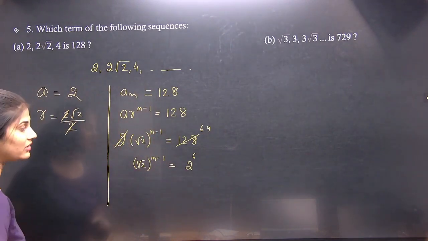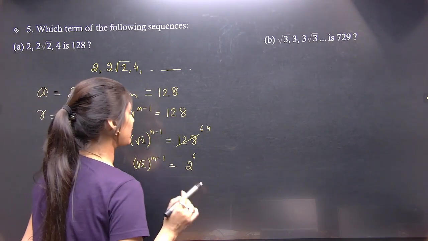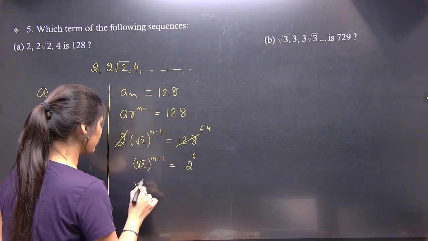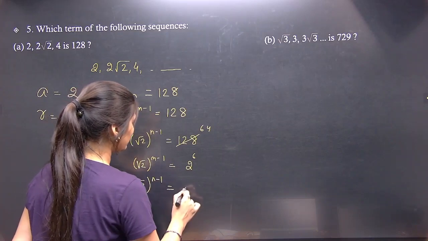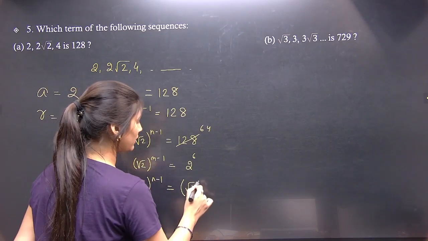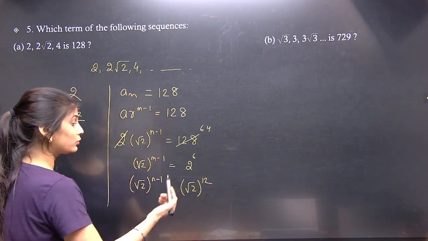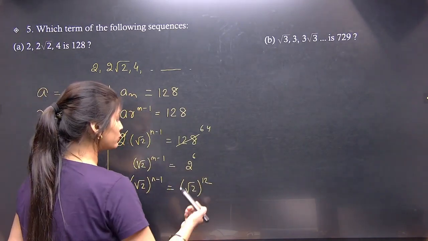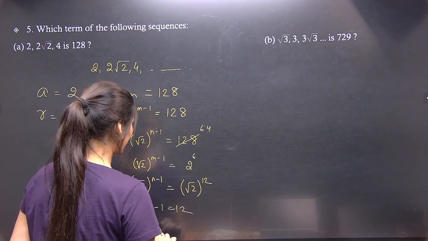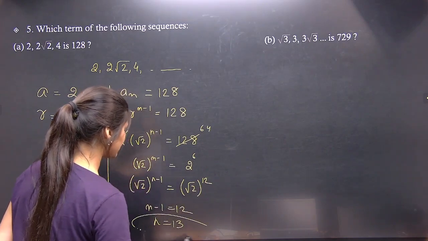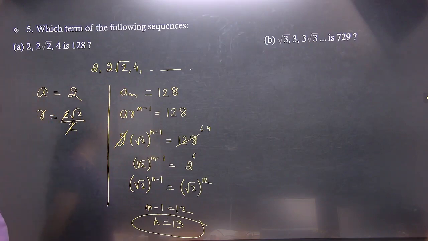2 to the power 5 is 32. So 2 to the power 6 is 64. So root 2 to the power n minus 1 is equal to root 2 to the power 12. If it is 2 to the power 6, then root 2 to the power 12. So n minus 1 is equal to 12. So n is 13. 13th term is 128.